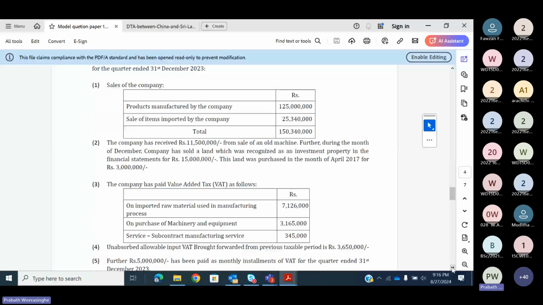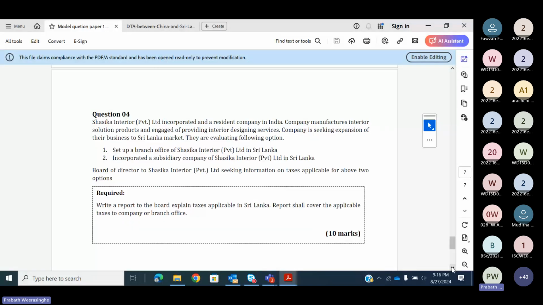Right. It says it's an Indian company. The company manufactures interior solution products and engages in providing interior design services. The company is seeking to expand its business to the Sri Lanka market. They are evaluating the following options: set up a branch of its interior business, or incorporate a subsidiary company in Sri Lanka. So then two options again. First thing, under the first one, they are asking about applicable taxes.